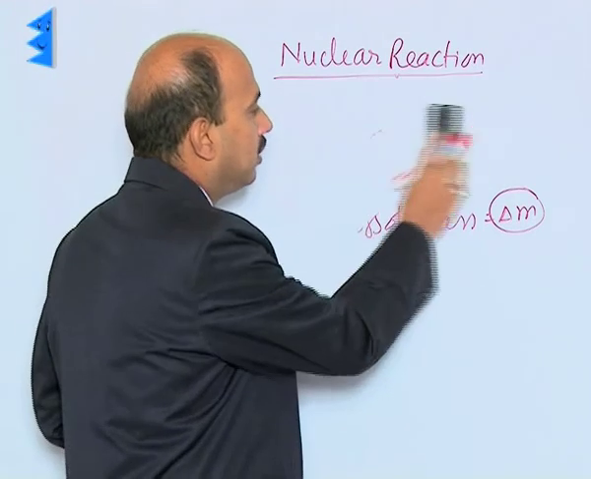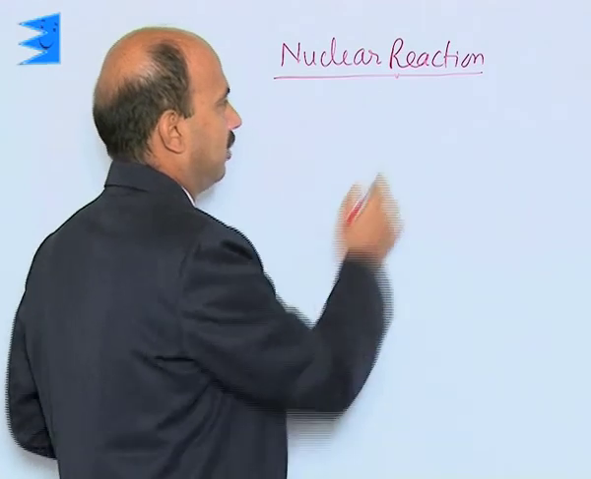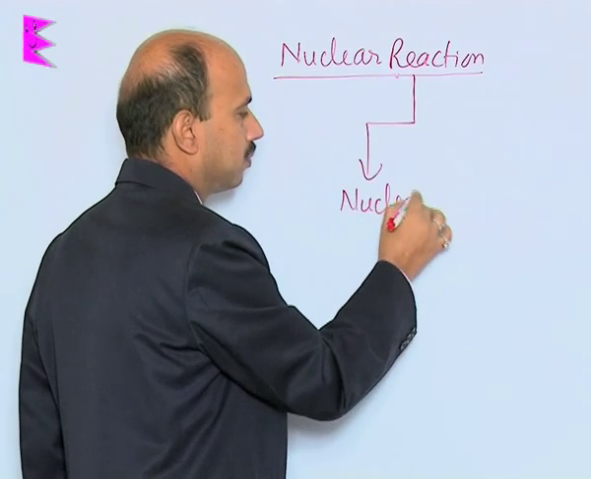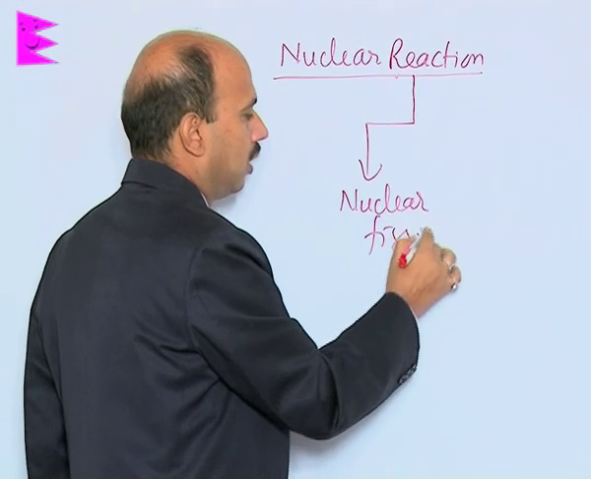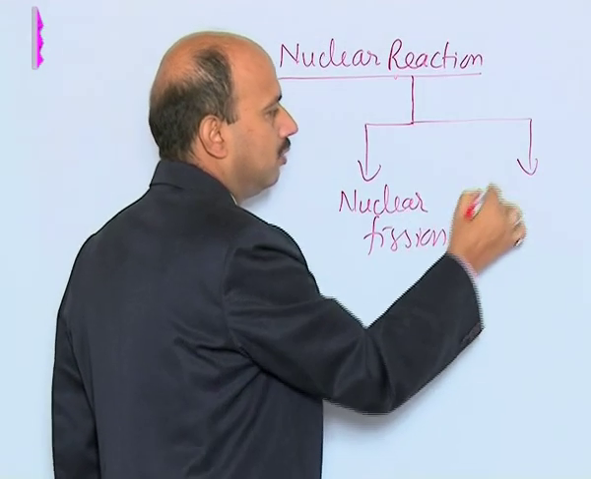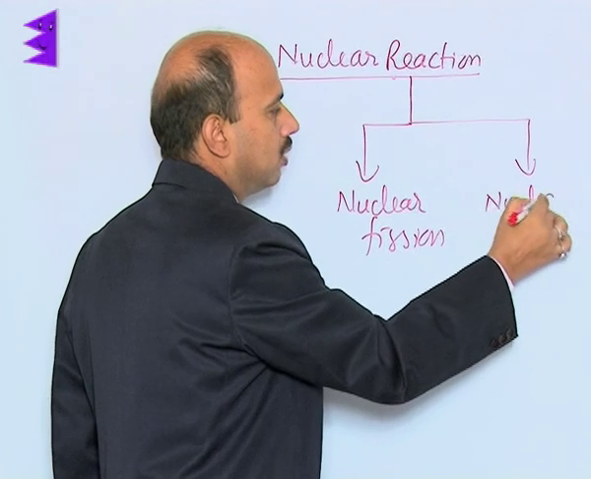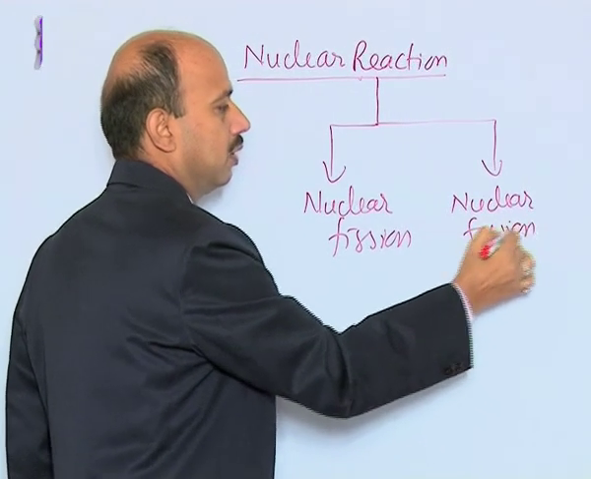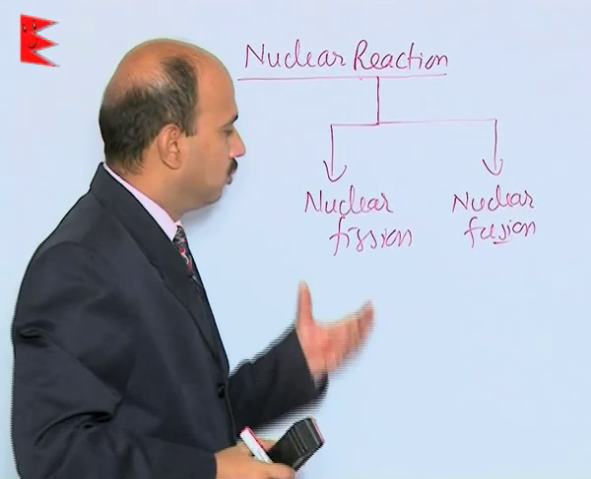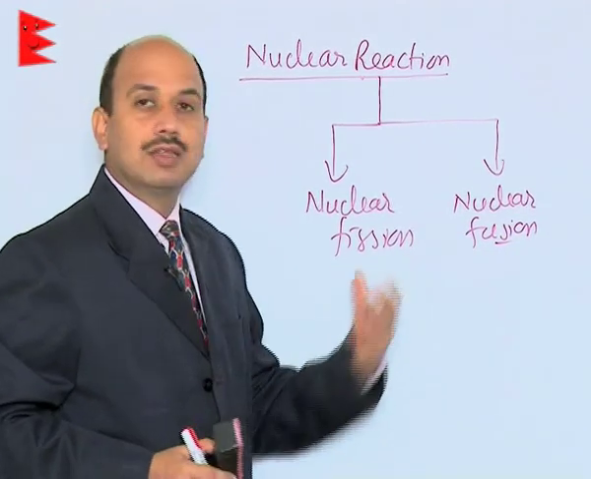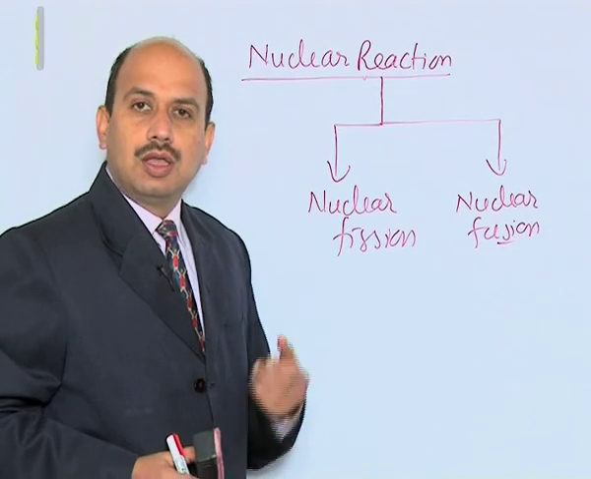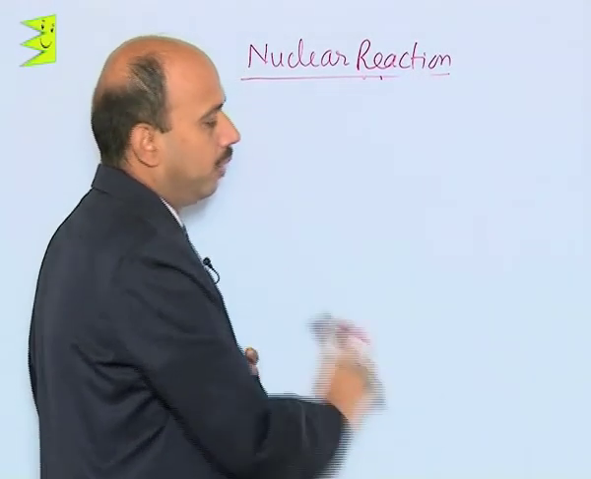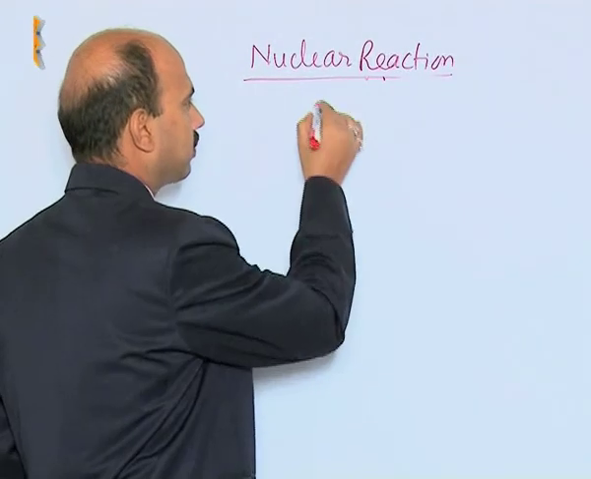Now see, there are two types of nuclear reactions. One is nuclear fission and another one is nuclear fusion. So there are two types of nuclear reactions, one is nuclear fission reaction, another one is nuclear fusion reaction. Now let us discuss nuclear fission first.